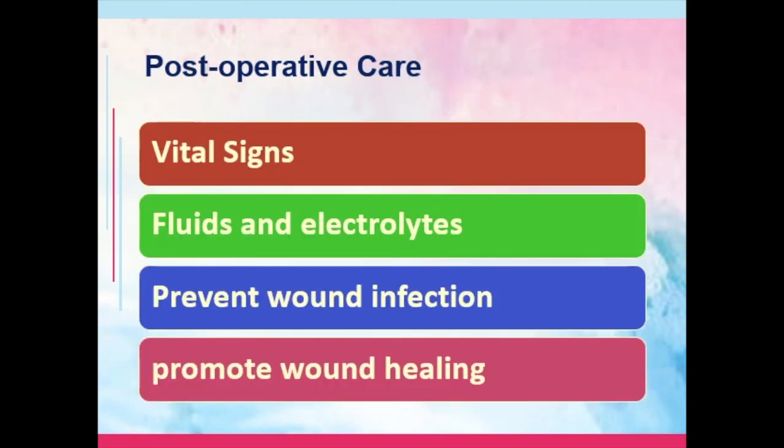Postoperative care: you need to closely monitor the patient's vital signs. You need to closely monitor the fluids and electrolytes of the patient and prevent wound infection. Your surgical site will be at high risk of infection because your patient's blood sugar may still be poorly controlled. Then you need to promote wound healing. Class, promotion of wound healing could be attained if your patient has proper dressing, and the dressing is done using sterile technique. If it's not sterile, class, you're increasing the risk of your patient for infection. Take note of that.